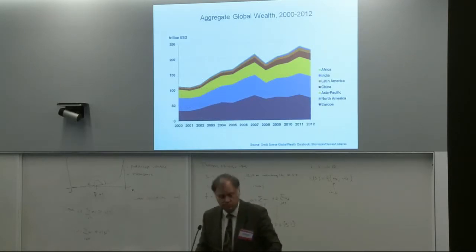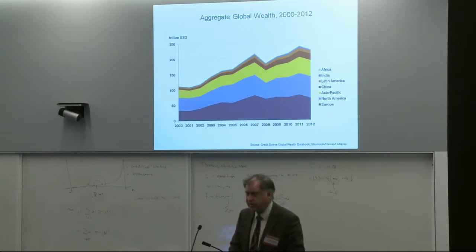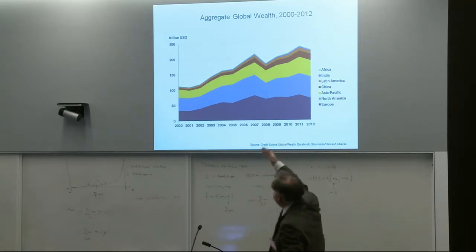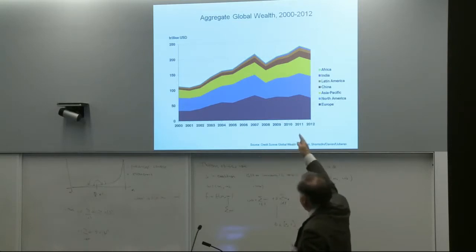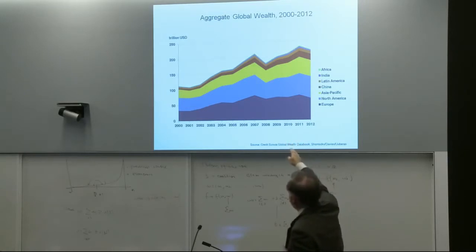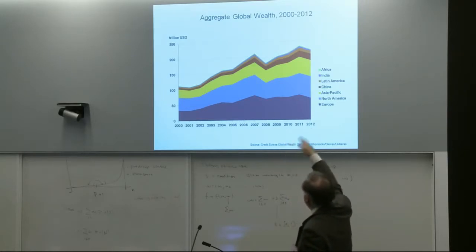So putting that together, doing our imputations, this is the picture we get for the behavior of aggregate global wealth. It's in nominal terms, US dollars, using official exchange rates. So year 2000 was a little bit more than 100 trillion. That went up to this big peak in 2007, 210 trillion or so, and then took a dive of about $40 trillion, and then since it's gone back up.